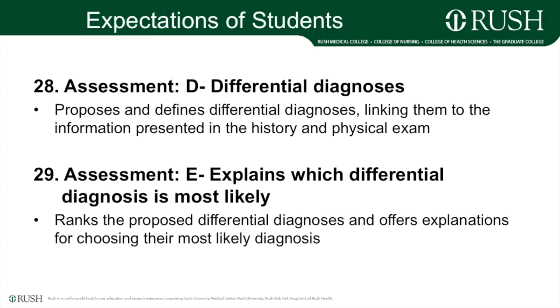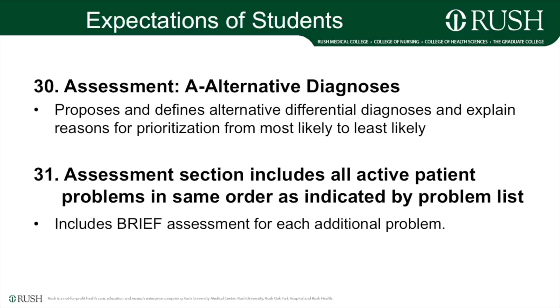28. D refers to differential diagnosis. You will propose and define at least 3 differentials and link them to information already presented in the history and physical exam sections. 29. E in IDEA refers to explaining which differential diagnosis is most likely and why. A is for alternative diagnoses. You will rank and define alternative diagnoses and explain the reasons for their prioritization. 31. The assessment section will also include a brief assessment for each of the problems in the patient's problem list. You will only need to use the IDEA method for patient's chief complaint.